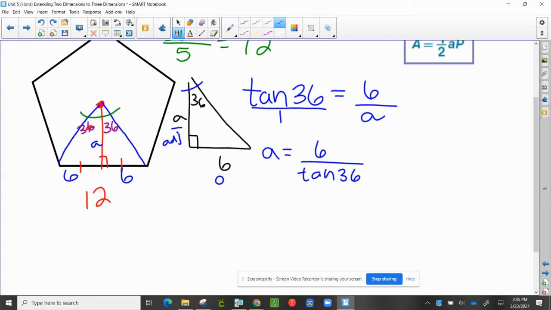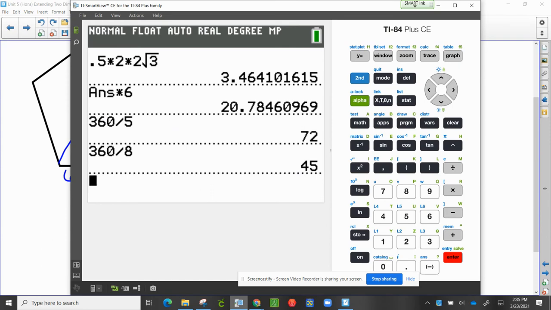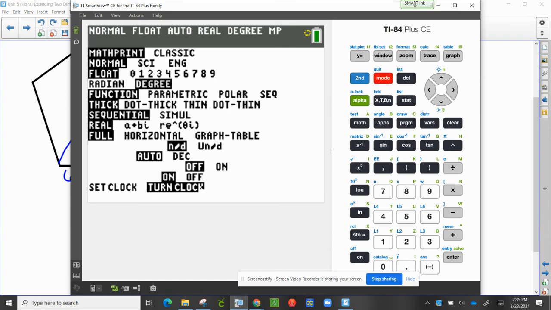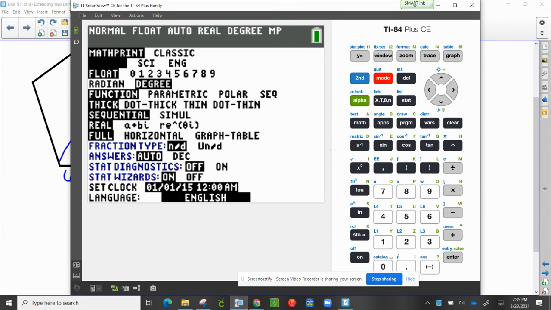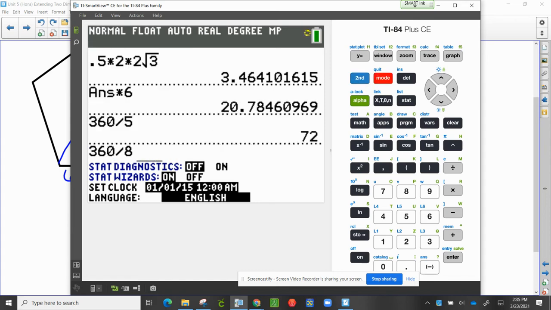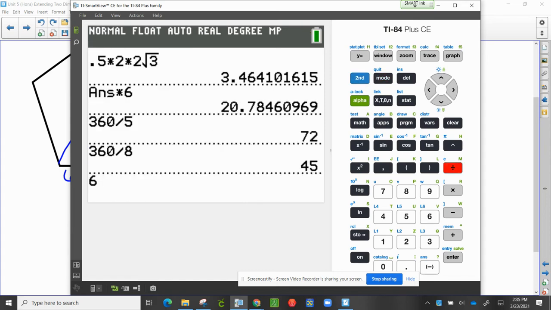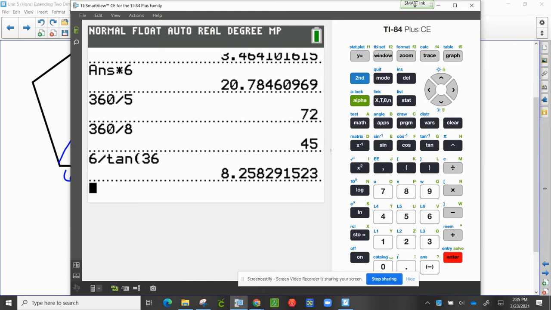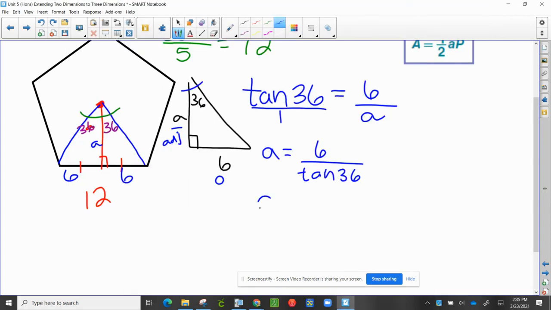Okay, so we're going to need our calculator for the rest of this. Make sure if you click mode, you're in degree mode before you do any trig functions. But we have to just do 6 divided by the tangent of 36. We get about 8.3. So that means our apothem, our A, is approximately 8.3.